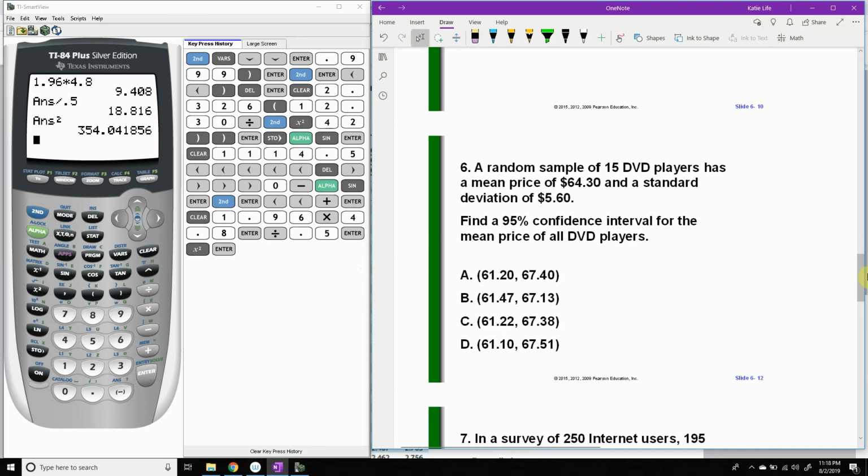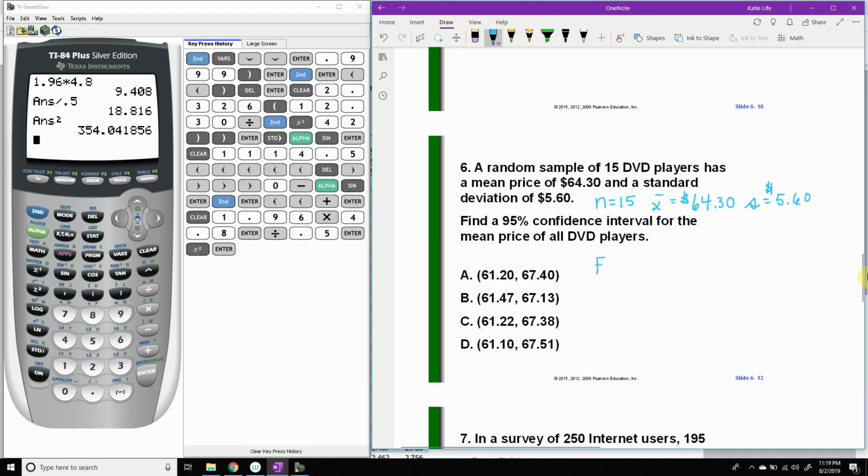Number 6, a random sample of 15 DVD players has a mean price of $64.30 and a standard deviation of $5.60. So n is 15, x bar is 64.30, and standard deviation for the sample is $5.60. Find a 95% confidence interval for the mean price of all DVD players. Well, again, this has to come from a t-distribution because all the values in my problem are from the sample, not the population. I don't know the population standard deviation.